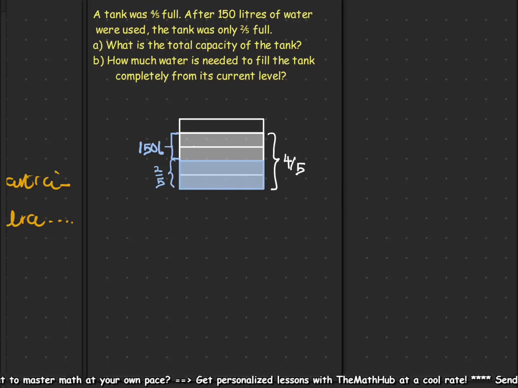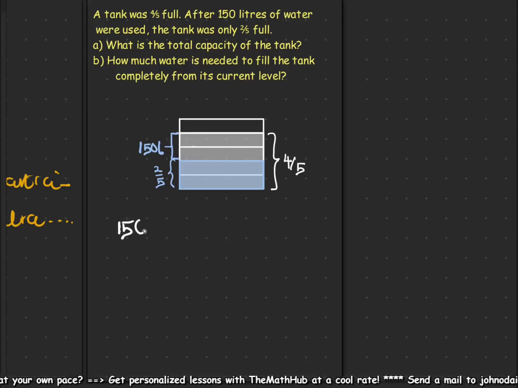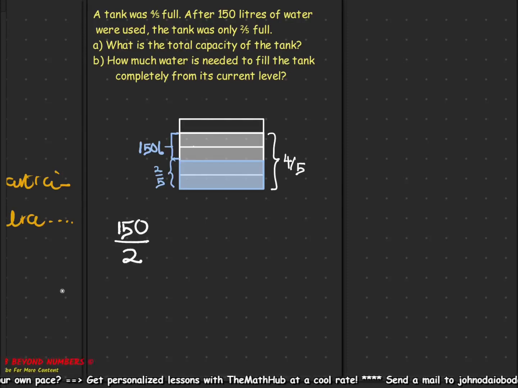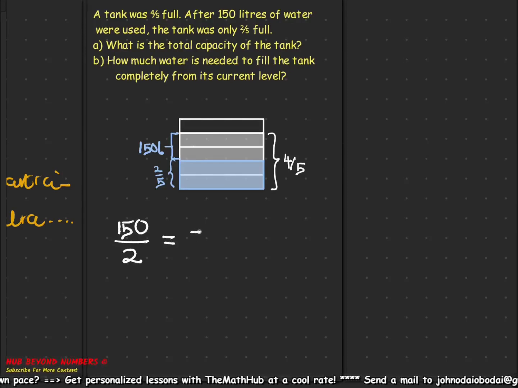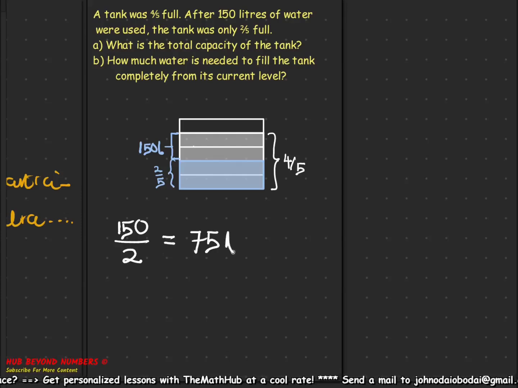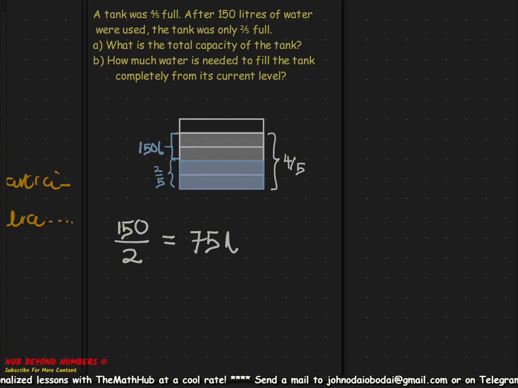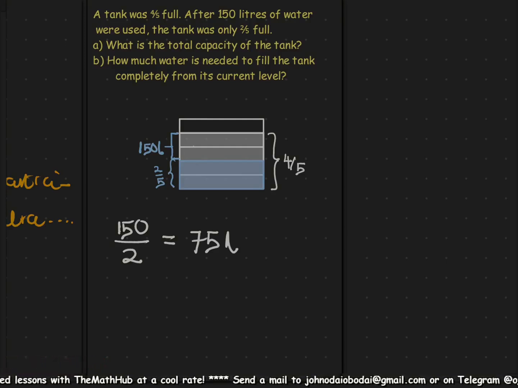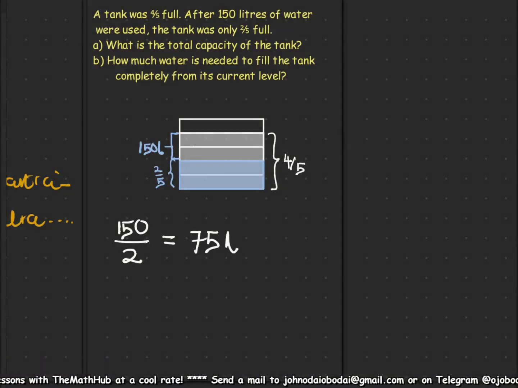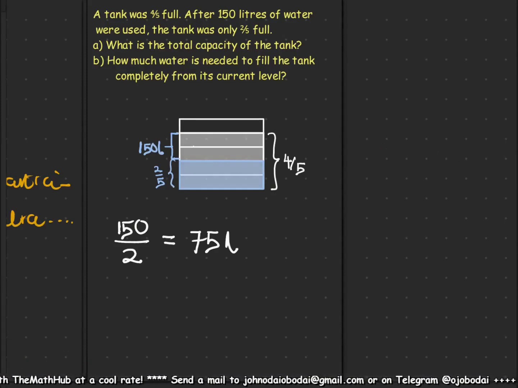And I guess you can do that. So if 2 parts represent 150, then 1 part will be what? 150 all over 2. And 150 all over 2 gives us what? 75 liters. So it means that each portion, so let's do that representation here so we see. Each portion, which I'm going to shade with different colors. So let's start with a green and then make it deep.